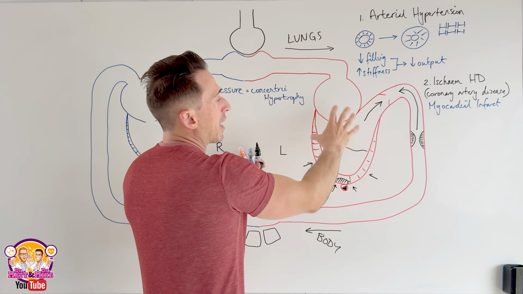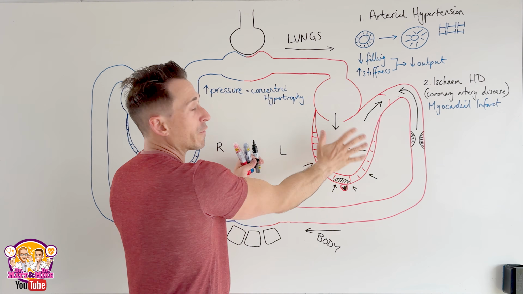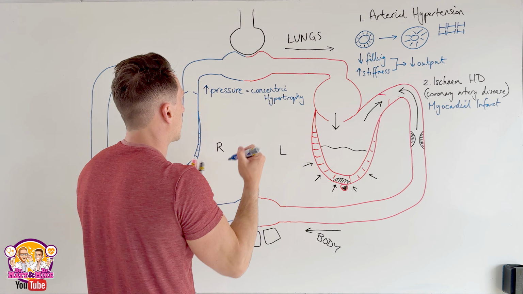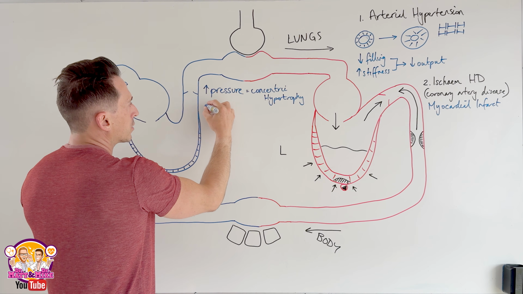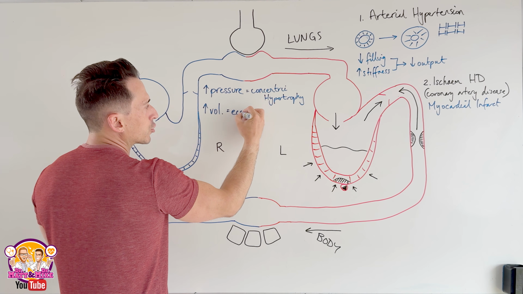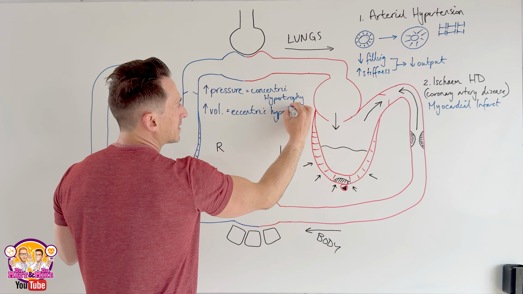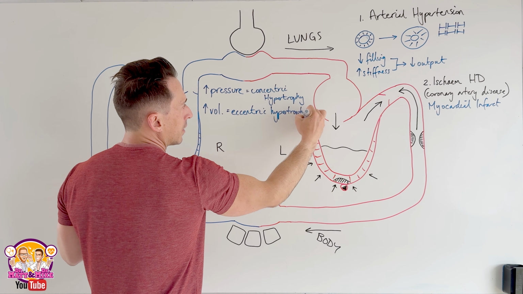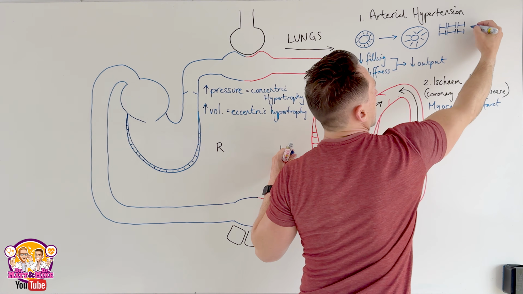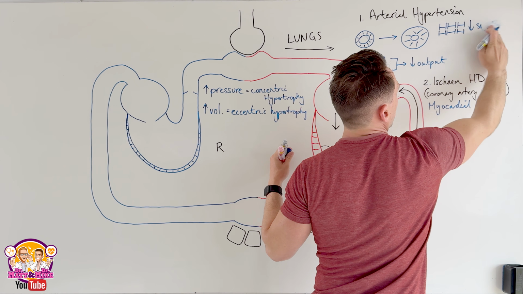So you get a volume overload issue. Remember here, it was a pressure overload issue. Now you've got a volume overload issue. And the heart remodels in a different way in response to volume overload. So in response to volume overload, we get eccentric hypertrophy. Eccentric hypertrophy. So remember I said here we're adding sarcomeres in series. In parallel. I've given it away.